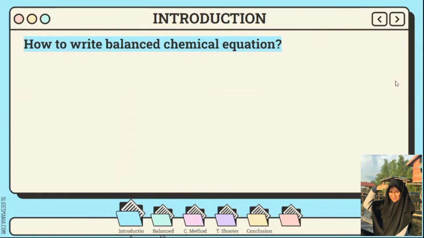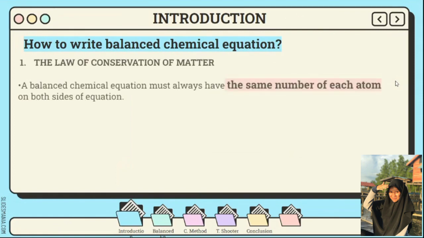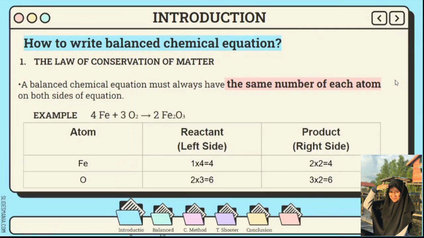How to write a balanced chemical equation. The law of conservation of matter. A balanced chemical equation must always have the same number of each atom on both sides of the equation. To balance this chemical equation, we have Fe plus O2 yields Fe2O3.